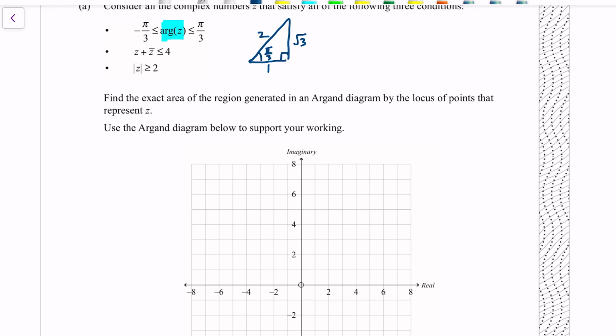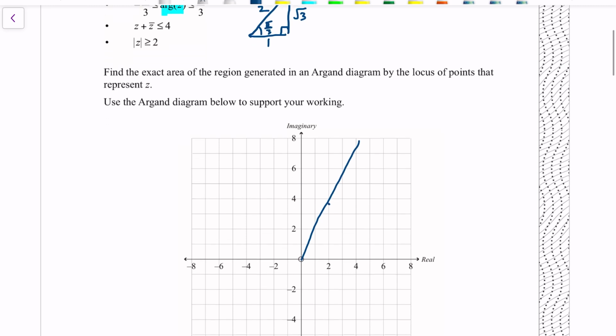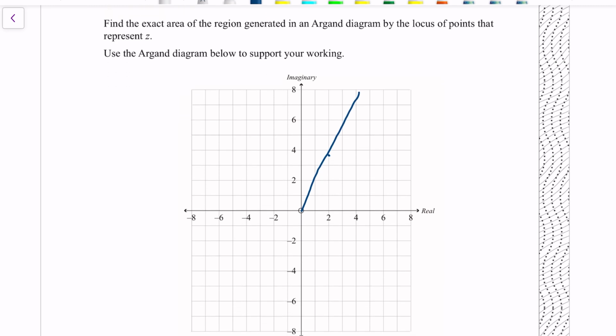If we go out 1 up root 3, or out 2 up 2 lots of root 3, we're going to be about here. If I draw that line, oh, that's close enough. It doesn't look like a 60 degree angle again because the grid's not square. If I do the same thing in the opposite direction, that's close enough. So all of the complex numbers inside here will satisfy the first condition. The argument is between 60 degrees and minus 60 degrees. I'm not going to shade in yet because it's going to get a bit messy if I do.